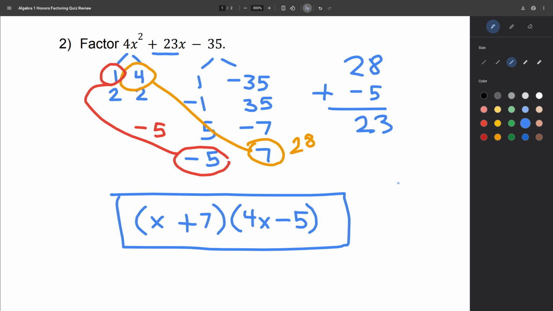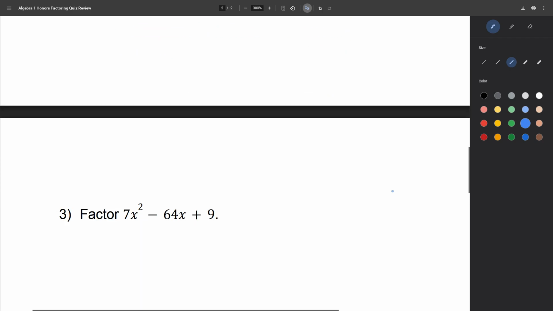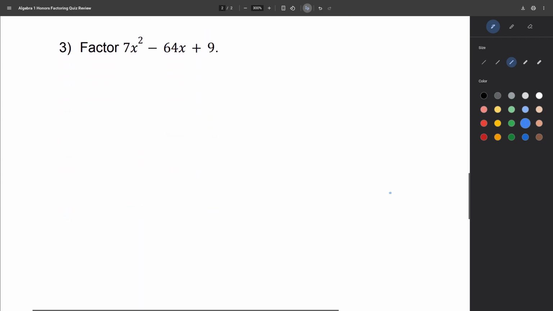All right. Let's go to the next one. Factor 7x squared minus 64x plus 9. So I'm going to list the positive factors of 7, which are just 1 and 7. And then I've got to list the negative factors of 9 because they multiply to a positive 9 but add to a negative 64, so both of these have to be negative. So I could do negative 1 times negative 9, or negative 3 times negative 3.